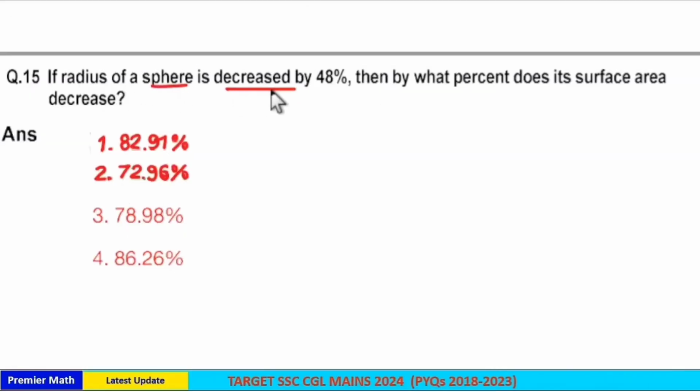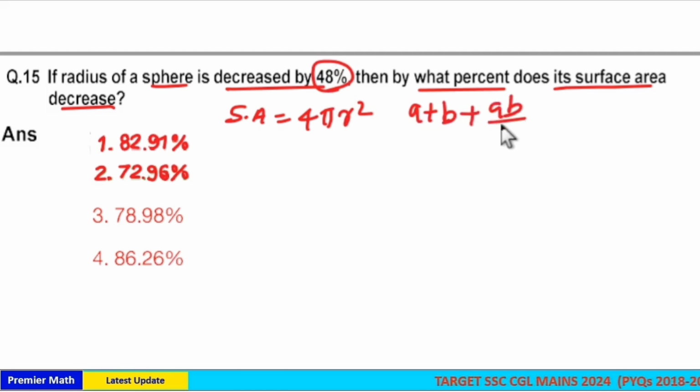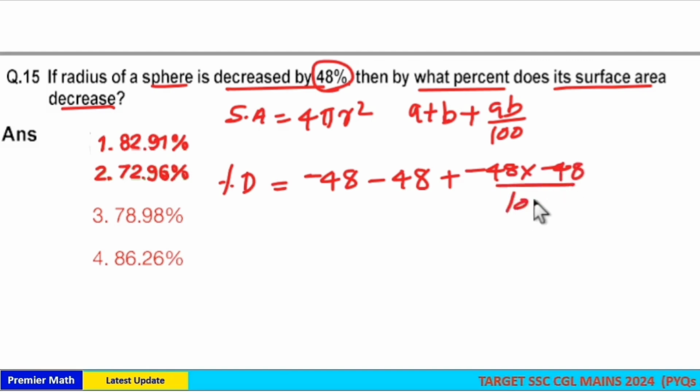If the radius of a sphere is decreased by 48%, then by what percentage does its surface area decrease? Here, the surface area of a sphere is equal to 4 pi r square. So when one r is decreased by 48%, the other r is also decreased by 48%. So you can use the successive discount formula, that is a plus b plus ab by 100. Now percentage reduction is equal to minus 48 plus minus 48 into minus 48 divided by 100.